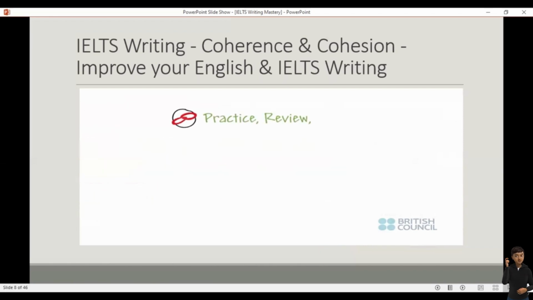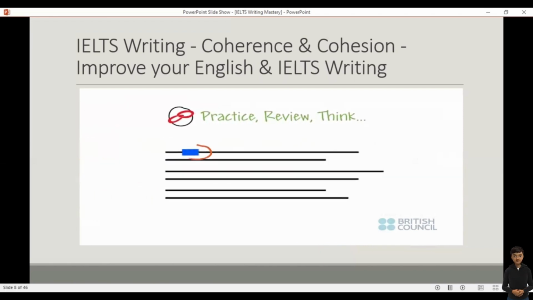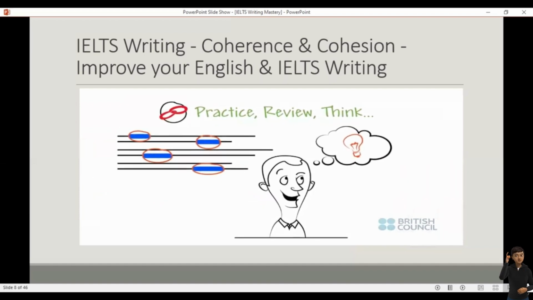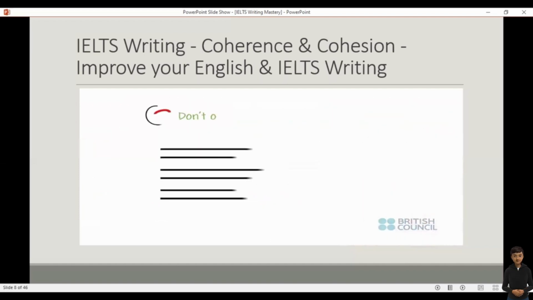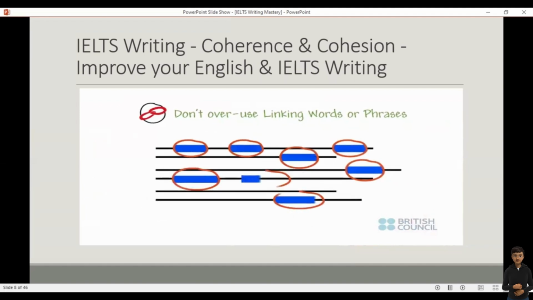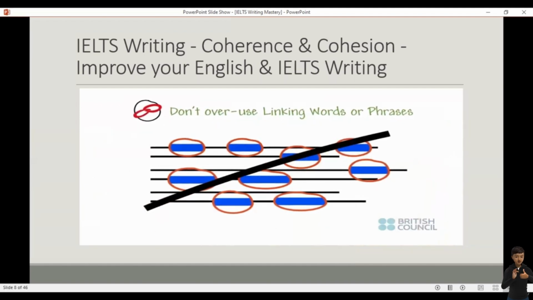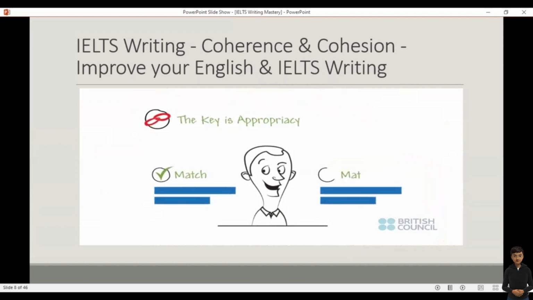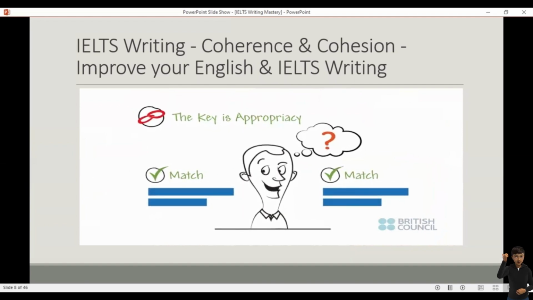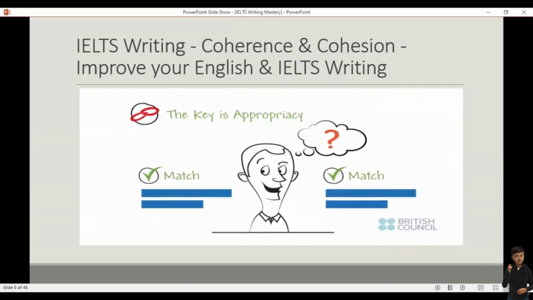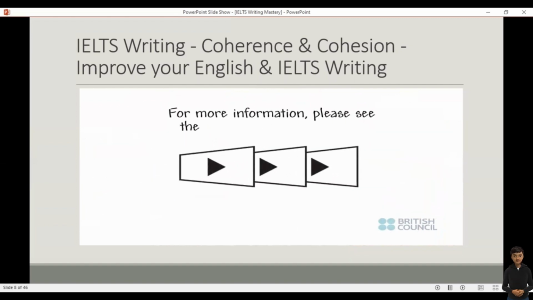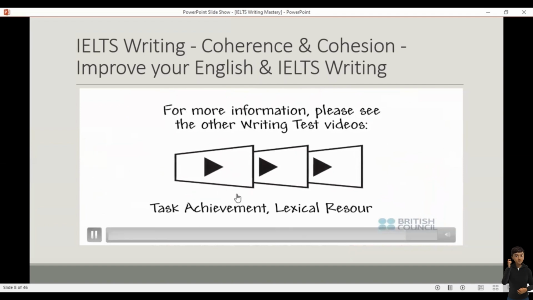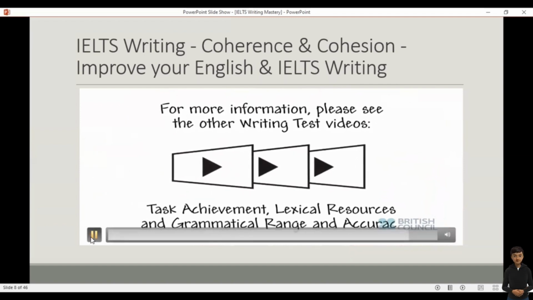As you practice writing essays, review your writing and circle the different linking devices. Then, think about how you could use different words to avoid repetition. Don't overuse linking words or phrases, however. This becomes irritating for the reader. The key in using linking words is appropriacy. Ask yourself, is this necessary and does it match the content that follows? For more information, please see our other writing test videos: task achievement, lexical resources, and grammatical range and accuracy.